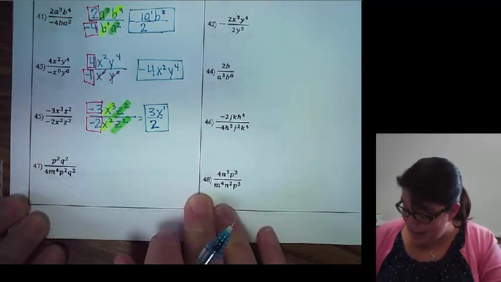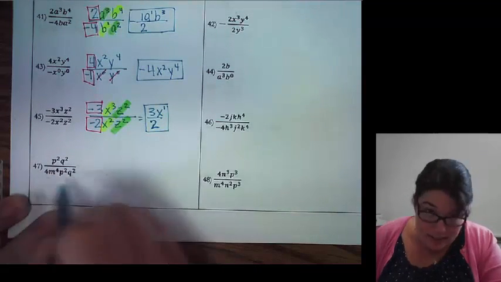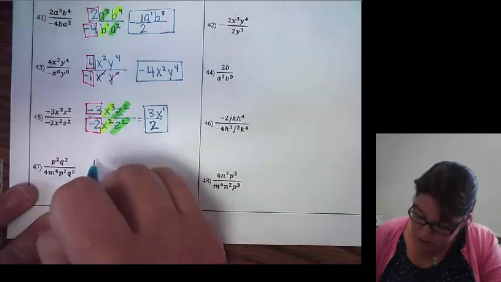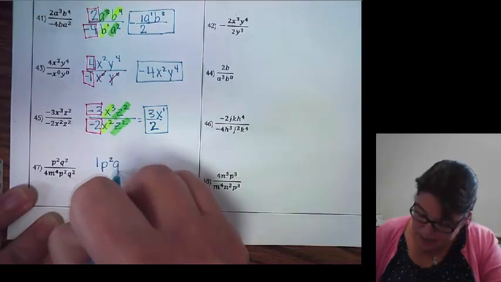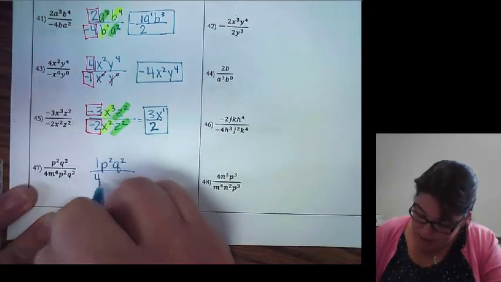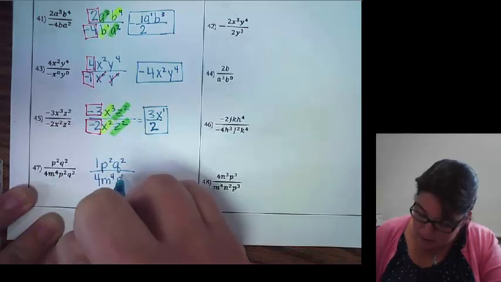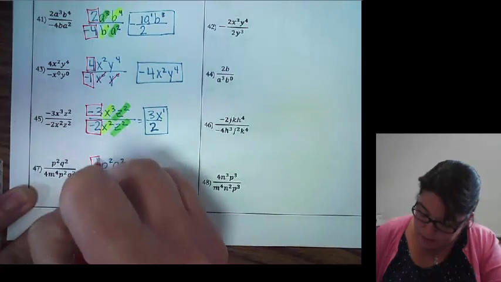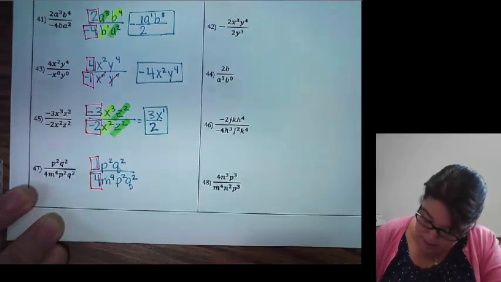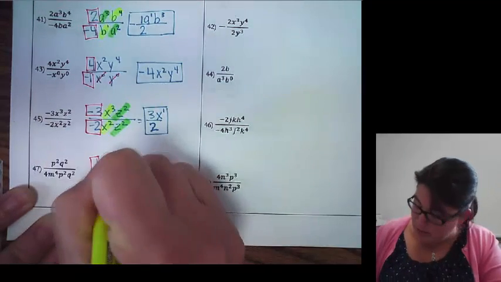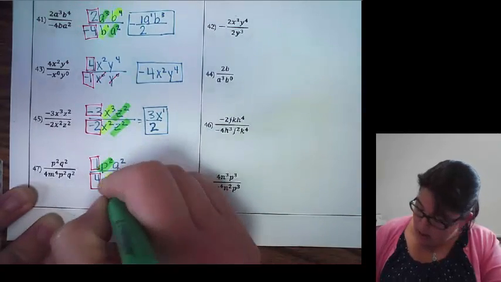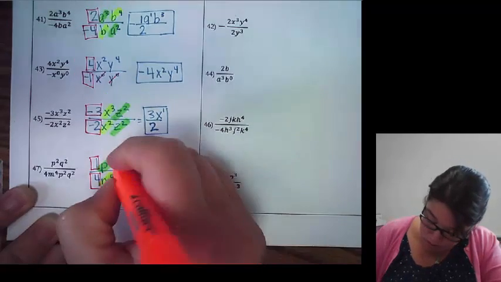Now, for this last one, we've got lots and lots of bases, but that's okay. We can handle them one at a time. Coefficient, base, exponent, base, exponent. Coefficient, base, exponent, base, exponent, base, exponent. Box my coefficients. Highlight, let's see, m comes first because of alphabetical order, then p, then q.